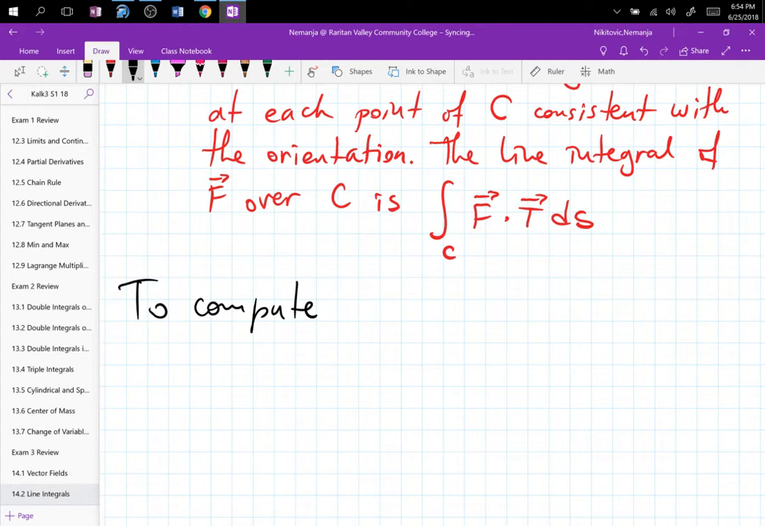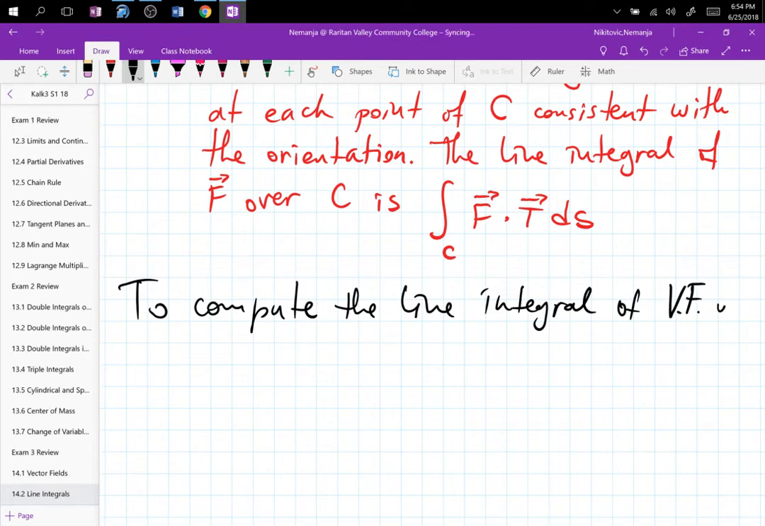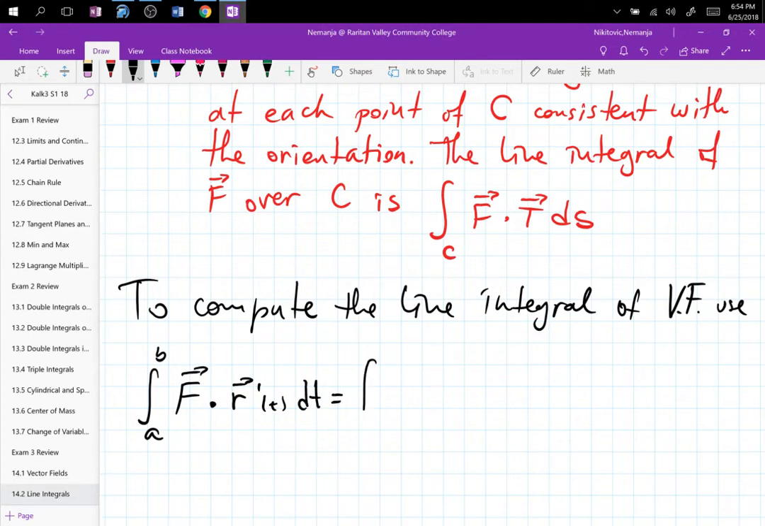So to compute the line integral of a vector field, use the formula below. So what do we have? We have that the integral from a to b of F dotted with r prime of t dt can be computed as follows.